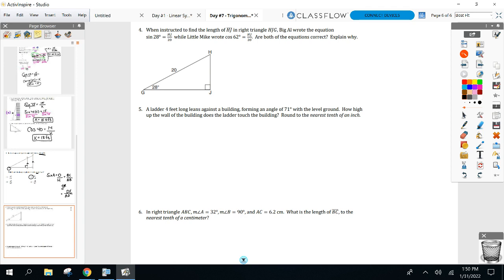Big Al's like, whoa, I want to find HJ. So Big Al says the sine of 28 is equal to HJ over 20. Little Mike's like, no, this is how you find HJ right here. Do this. Is he correct? We're not looking for HJ. I just want to know, is that a correct way to find HJ?